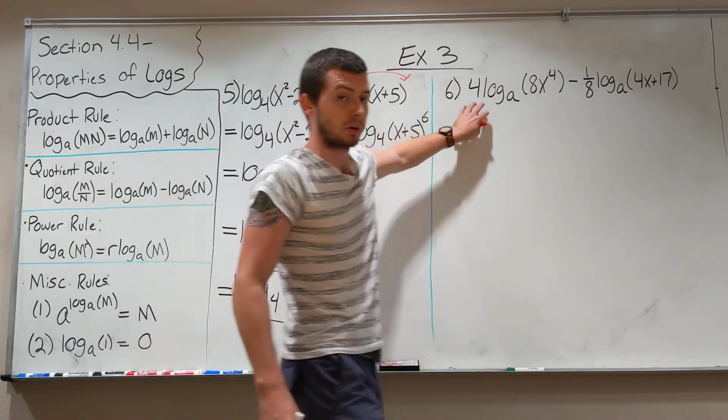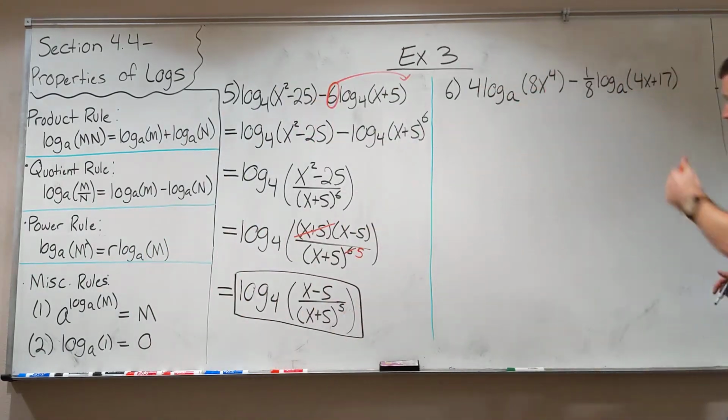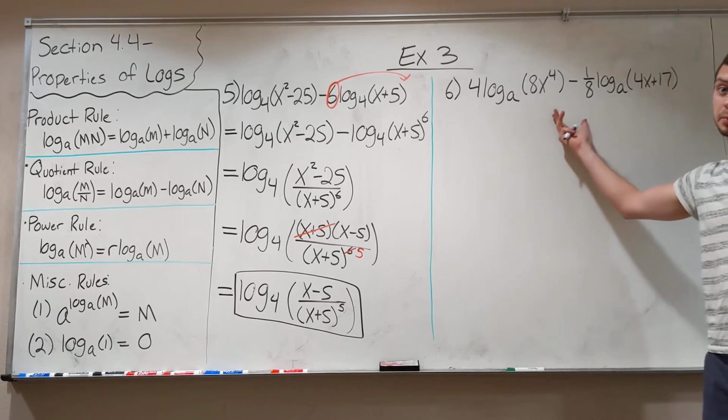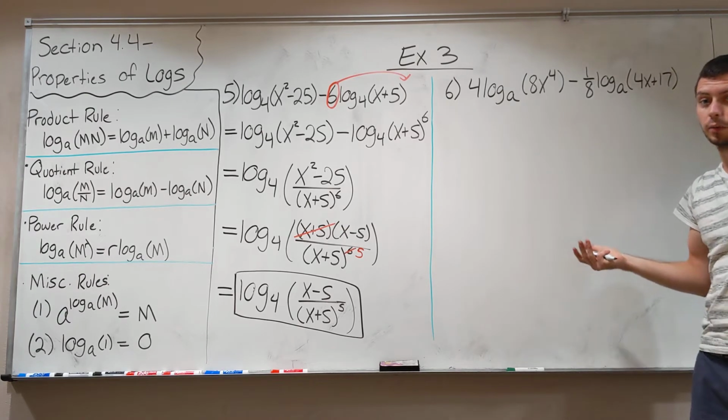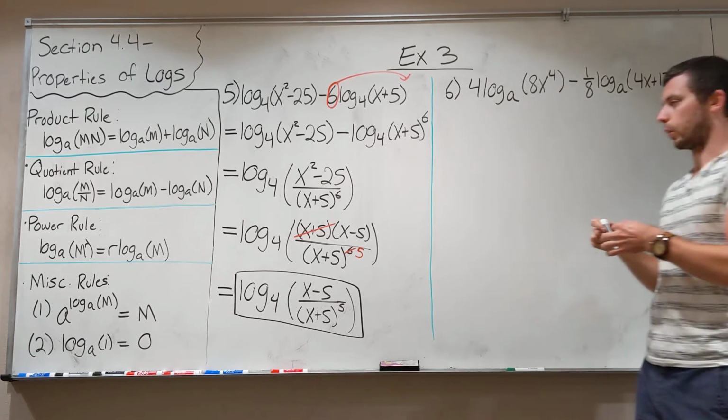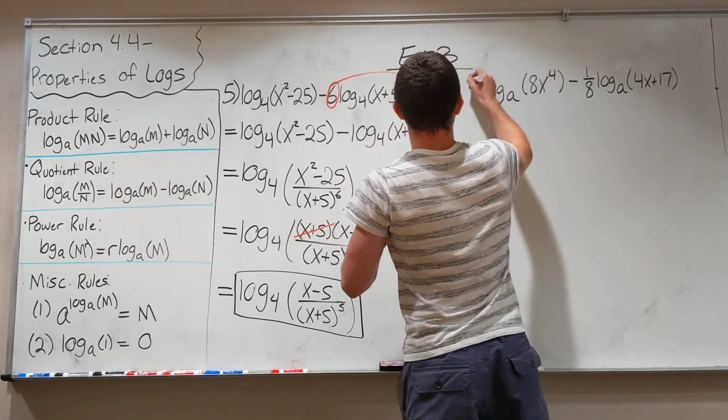So we'll go ahead and move on to problem 6 here. And same premise as before. Can we combine them immediately? We cannot, because there's numbers in the front that get in the way. So let's go ahead and bring those numbers as exponents.